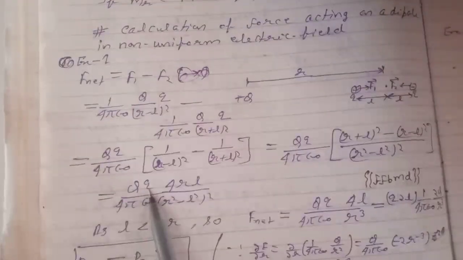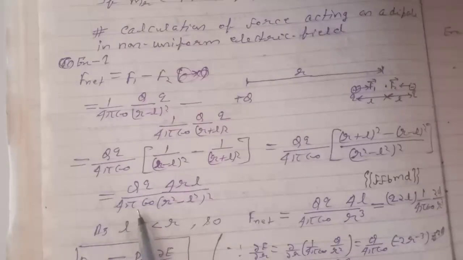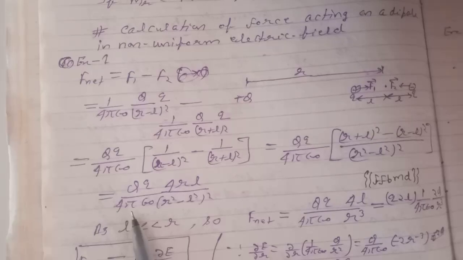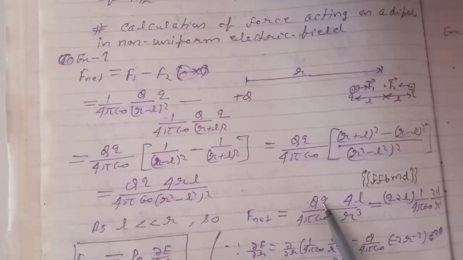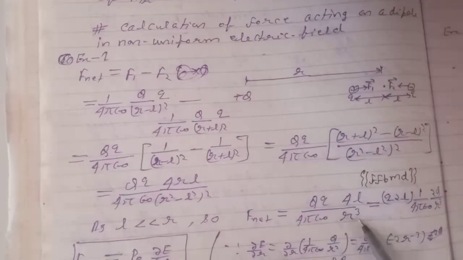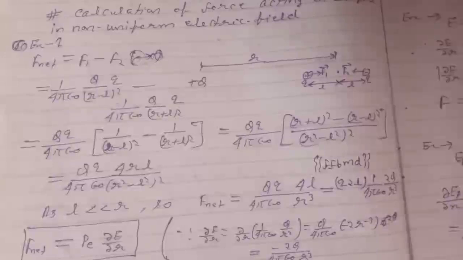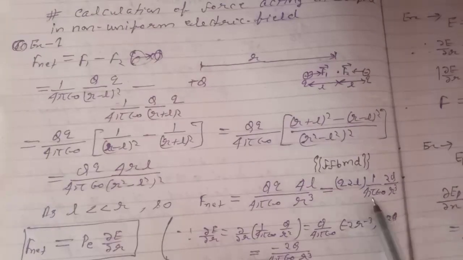Solving, we get Q into q by 4 pi epsilon naught into 4rl by r square minus l square whole square. Now if l is very less than r, F net will be 4 Q q by 4 pi epsilon naught into 4l by r cube, or q into 2l into 1 by 4 pi epsilon naught 2Q by r cube.